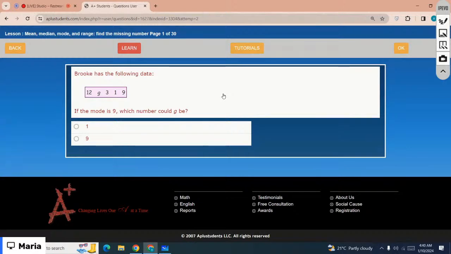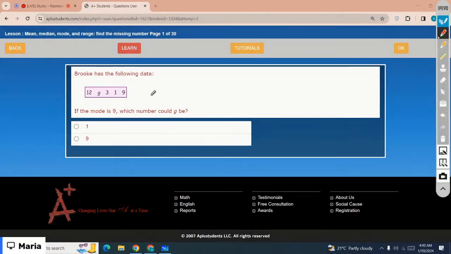You are given the mode is 9, right? Mode is the value that appears the most in the given data. If you see the given data here, 9 is only once, right? That means 9 must appear more than once. So G must be 9. Like the data is 12, 9, 3, 1, 9. See, 9 appears 2 times. 9 is the mode. Got it?